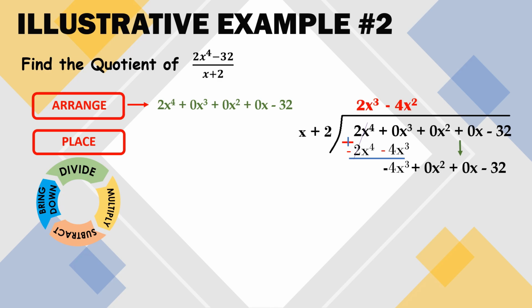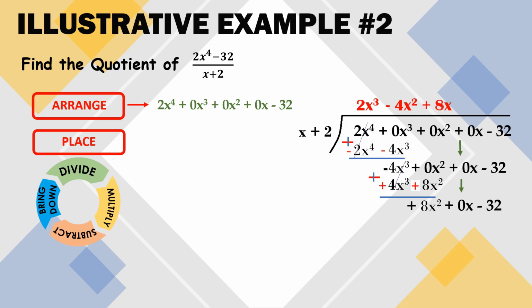Then we're going to multiply. Negative 4x squared times x plus 2 will give you negative 4x squared times x is negative 4x cubed. Negative 4x squared times positive 2 will give you negative 8x squared. Then after this, we're going to subtract. So since we are subtracting, we have to change the sign of the subtrahend, then proceed to addition. Negative 4x cubed plus positive 4x cubed is equal to 0. Then we will have 0x squared plus positive 8x squared is equal to positive 8x squared. Then after subtract, we're going to bring down the remaining terms. So we will have 0x minus 32 here. Then we go back to divide.